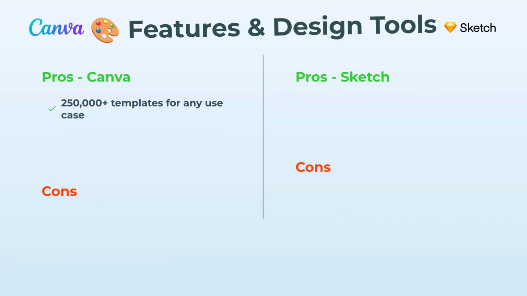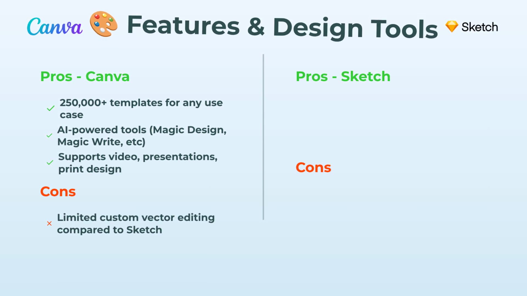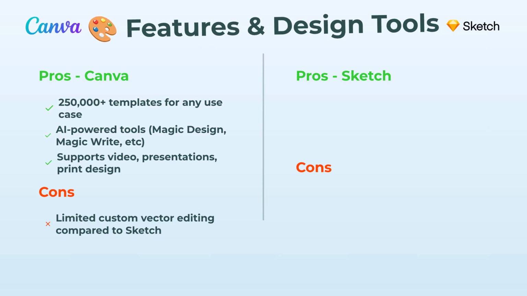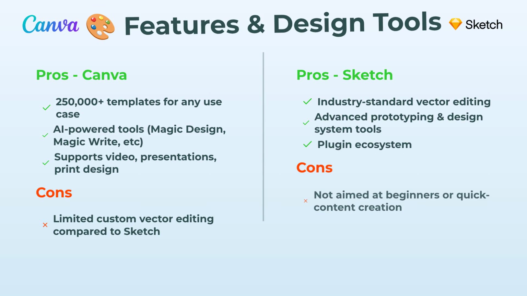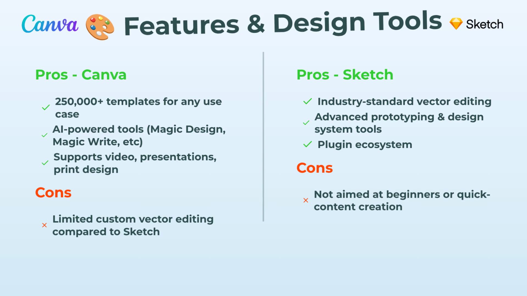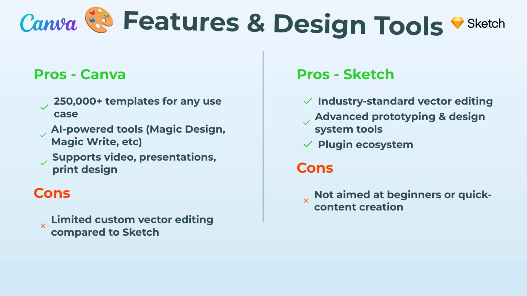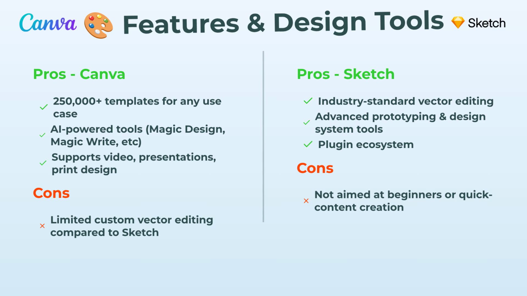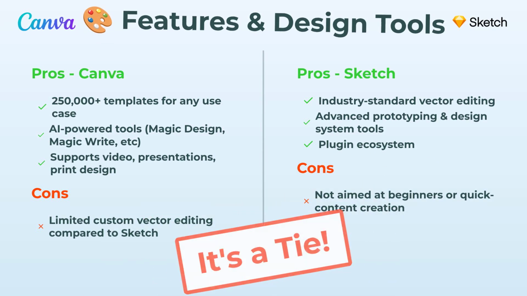Now, features and design tools. Canva is like the buffet of templates. You get literally hundreds of thousands to play with. They've got AI features, Magic Design, Magic Write, even video and print stuff. But if you're a vector nerd, Canva's editing features just don't cut it for those really custom tweaks. Sketch comes in hot with next-level vector editing, advanced prototyping tools, plugins, all the things pros love. But it's not really for beginners or someone who just wants to whip up a poster. Both have their thing going, right? Honestly, this category is a tie. Each is super strong, just in totally different ways.